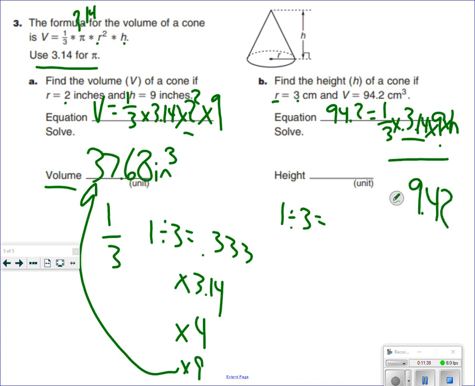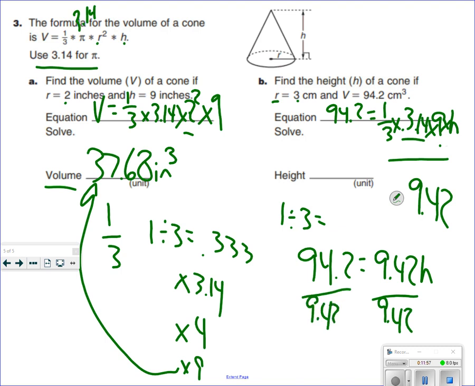If you don't have 9.42, you need to press pause and try that again. You're doing 1 divided by 3, multiply that by 3.14 times 9. So on this side, I have 94.2 equals 9.42h. Well, how do I get rid of the h? Divide by 9.42. On your calculator, go ahead and do that. You probably already know what the answer is, but I just want to prove it to you anyways. 94.2 divided by 9.42 gives you a nice answer of 10 centimeters because we're dealing with height.